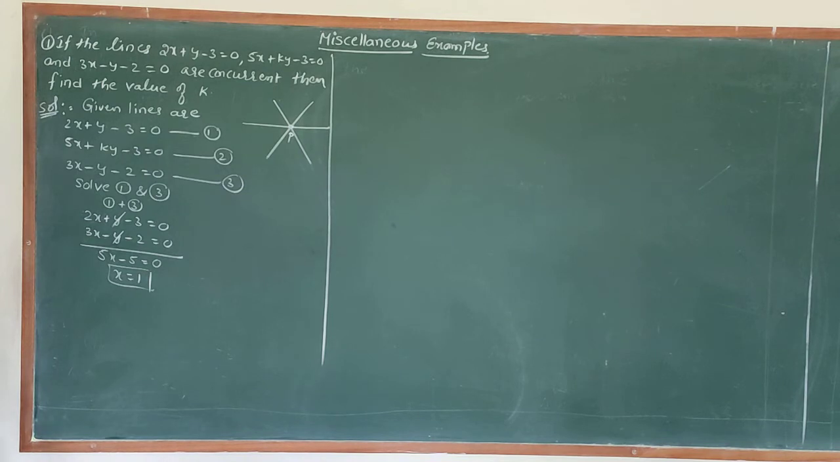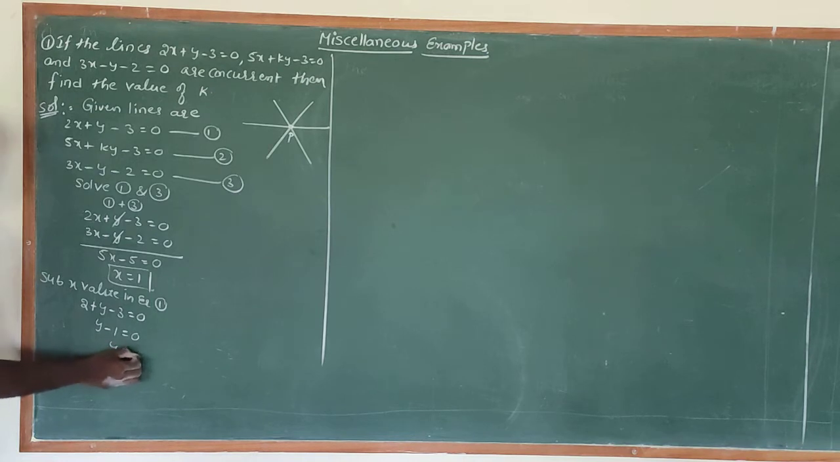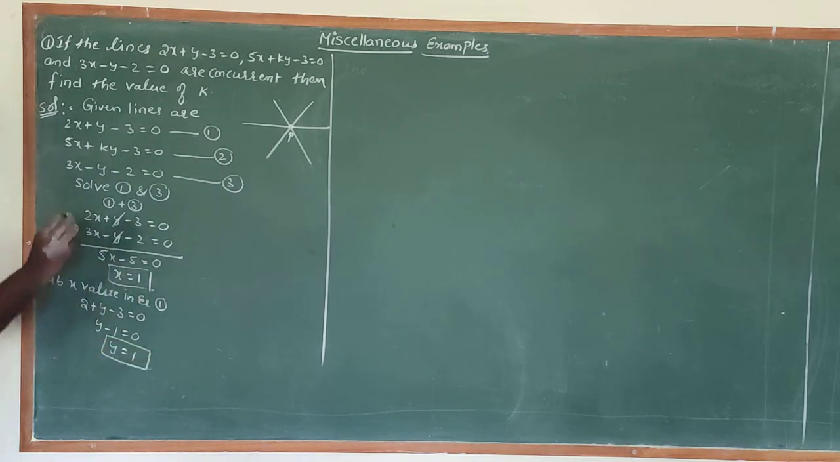Substitute this x value either in the first equation or the third equation. Substitute the x value in equation 1: 2 into 1 is 2, plus y minus 3 equals 0. Then y minus 1 equals 0, so y also equals 1. So finally we got the x value and y value. X and y is nothing but the point of intersection P.